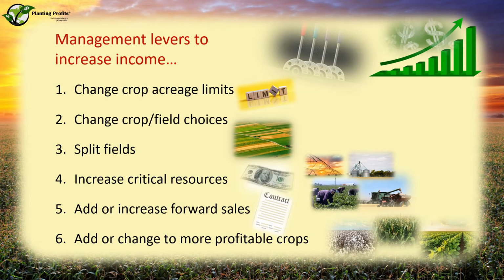There are 6 management levers that can be pulled to analyze increasing income that are under your control. These levers can be pulled individually or in combination to change a strategy's estimated income. Depending on your operation, some paths may be more feasible or desirable than others. Let's look at each.